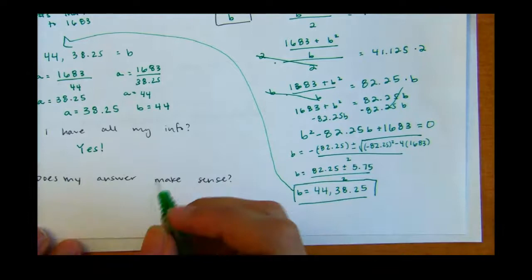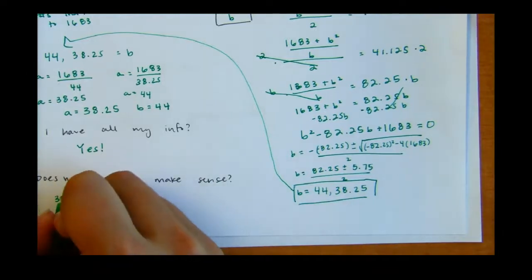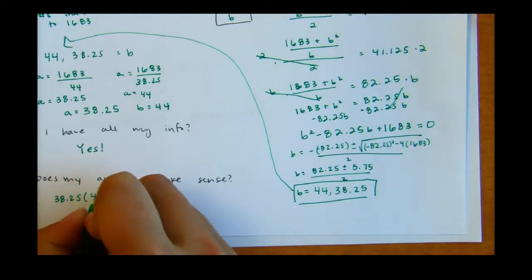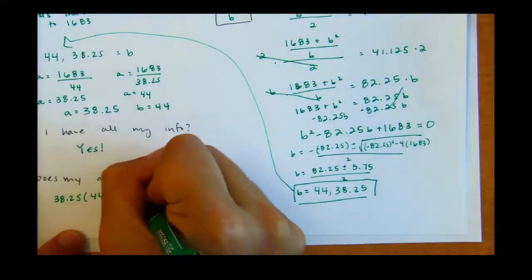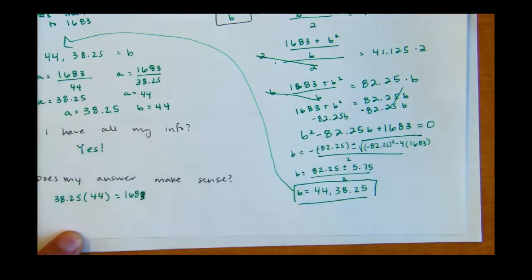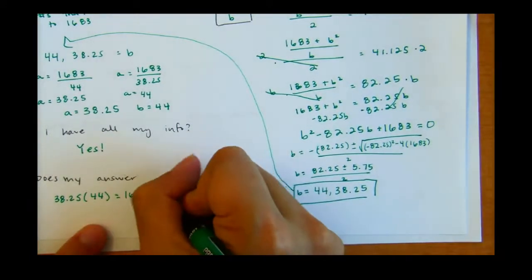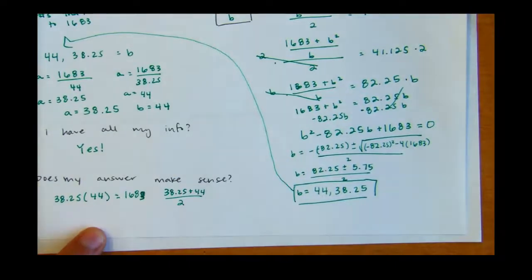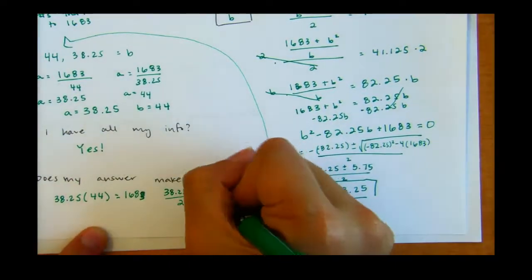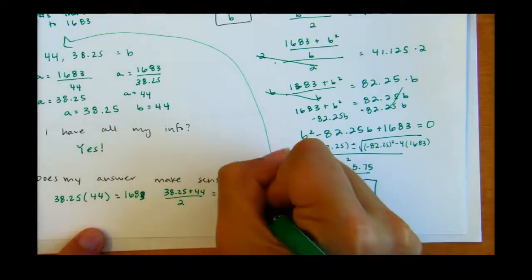Hopefully you got yes. So when I take 38.25 times 44, I will end up at 1,683. And when I add these two numbers, so 38.25 plus 44, and divide them by 2, so taking the average, I will also end up at 41.125.